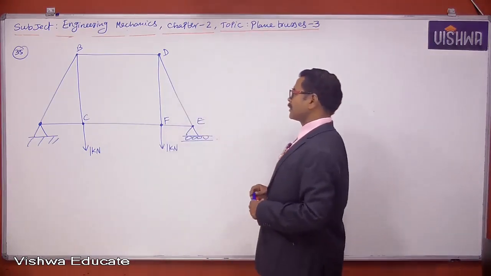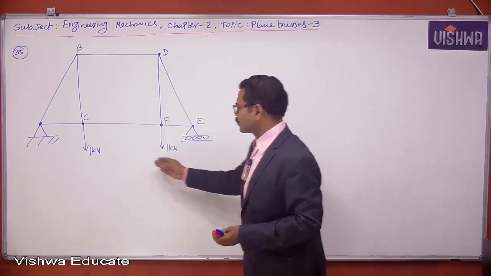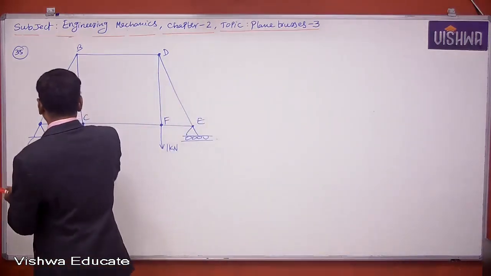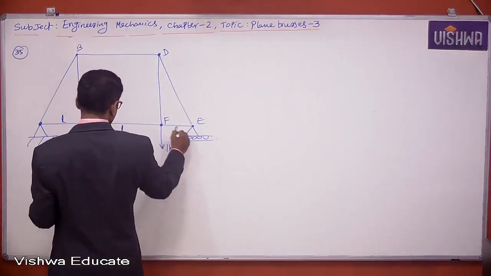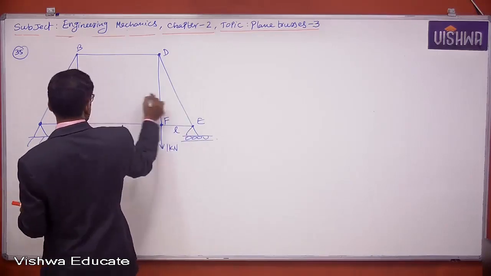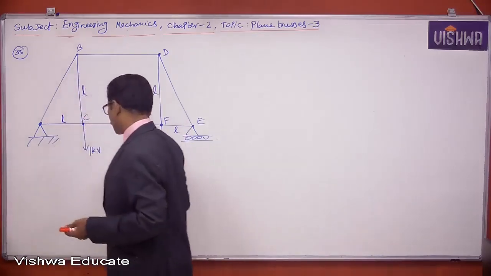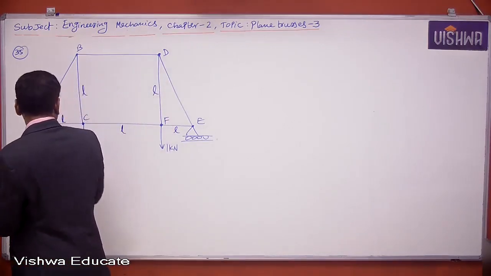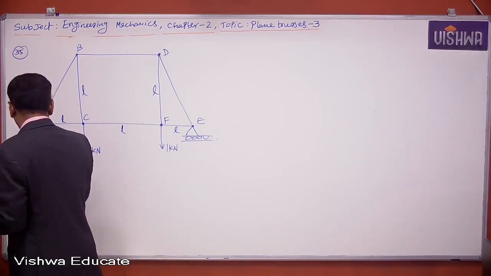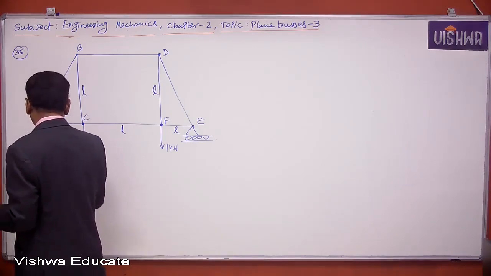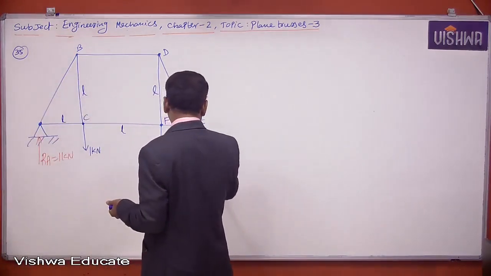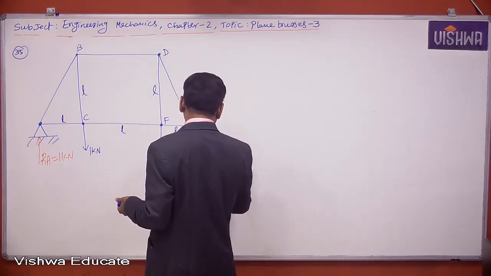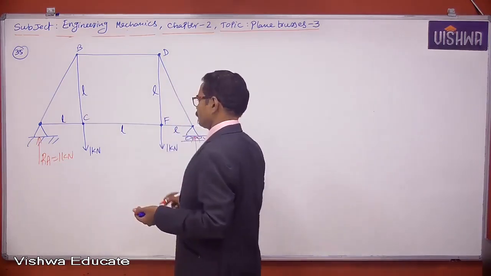Let us try to deal with this problem. Since loading is symmetric, and this is L, this is L, everything is L, definitely I can say RA is 1 kilonewton, and RE is also equal to 1 kilonewton.